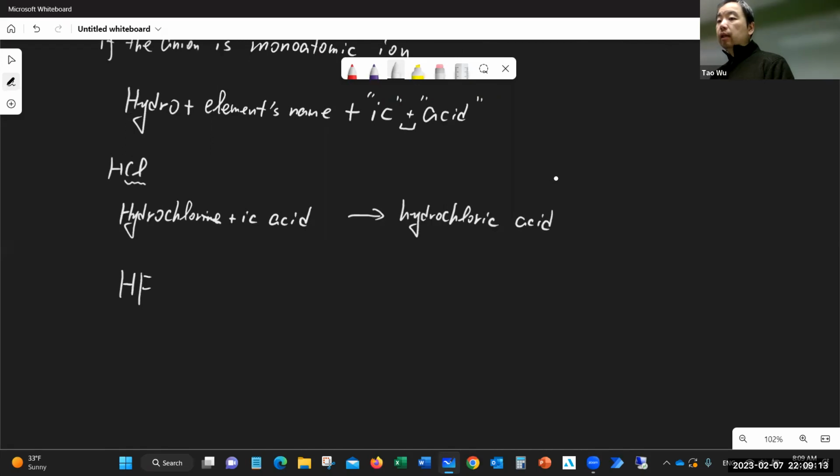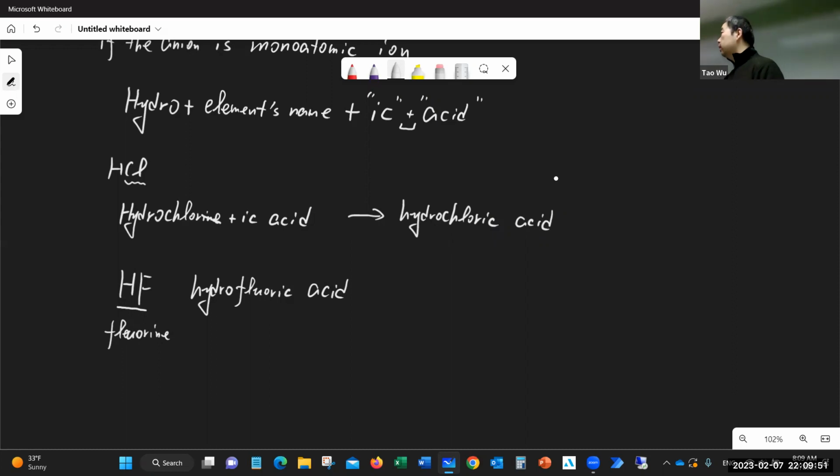The other one, like HF, is also a very common acid. Based on the rule, you will see hydro, and this is fluoride, fluorine. So fluoric acid, hydrofluoric acid.